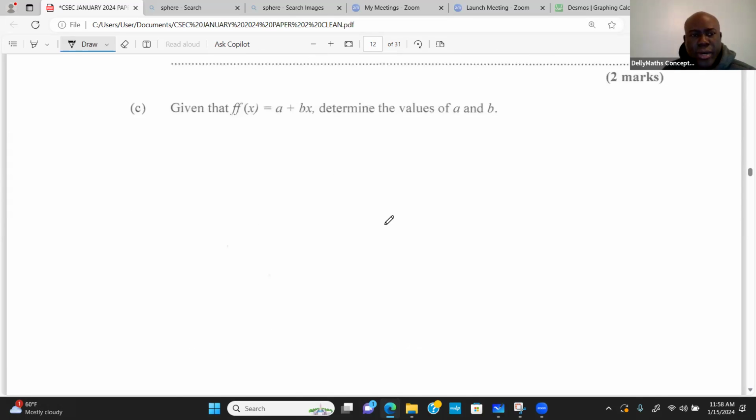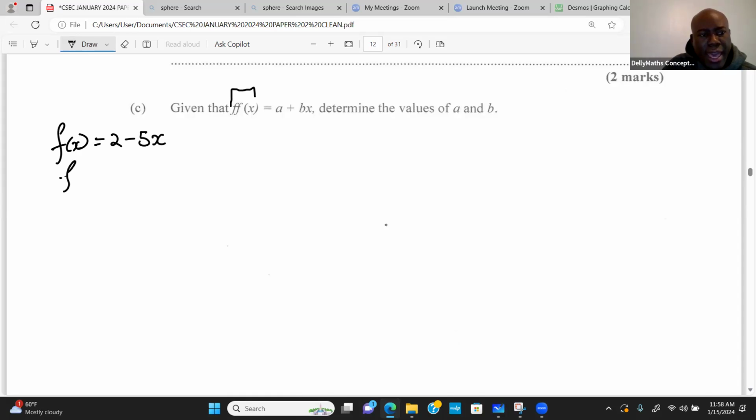Now let's take a look at the second question, the last question. f of x is a plus bx. Determine the values of a and b. What I'm going to do is just to take this composite function and represent it and see what it is, and then we equate. So remember that the f function is really 2 minus 5x.